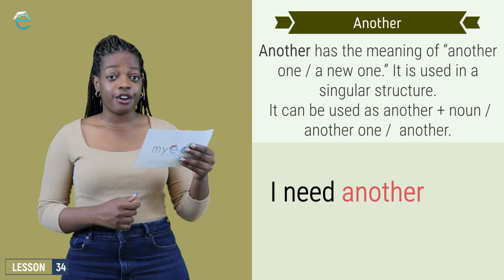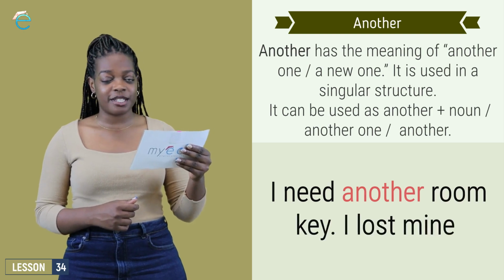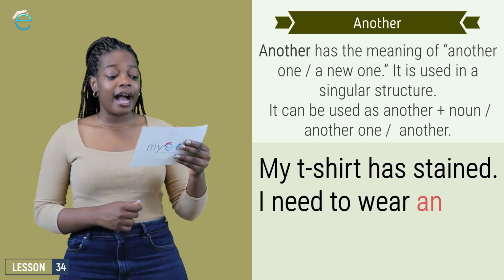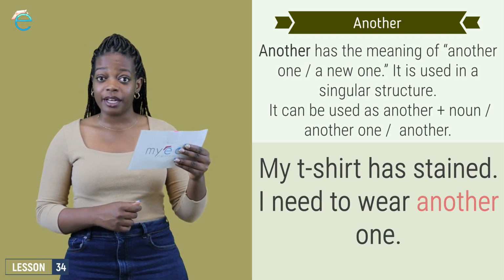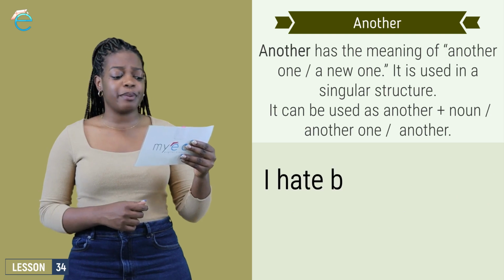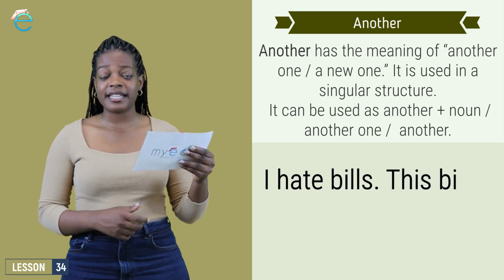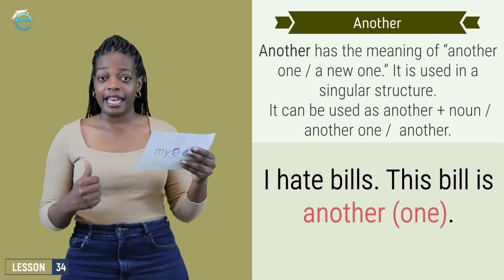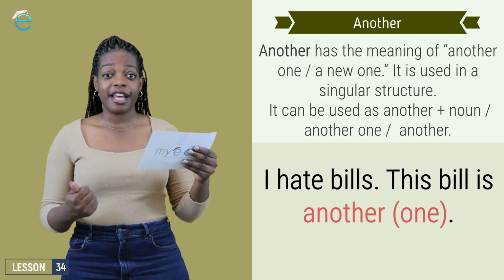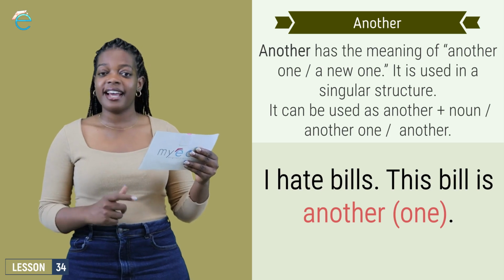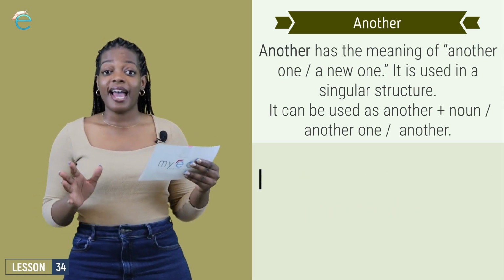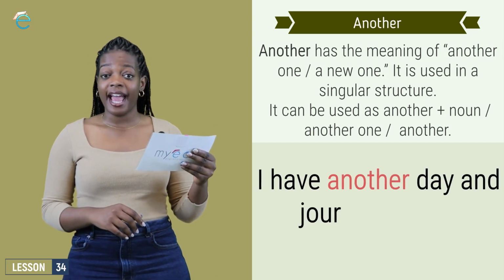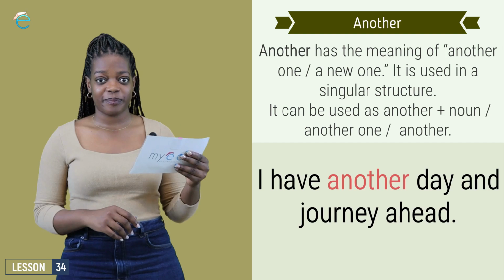I need another room key. I lost mine. My t-shirt is stained. I need to wear another one. I hate bills. This bill is another one. These three examples are showing us another by itself, another plus noun, and another one. And one more example with another. I have another day and journey ahead.